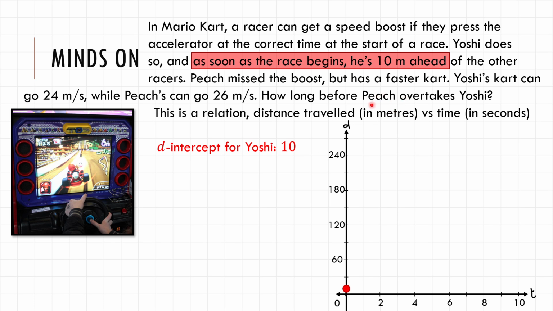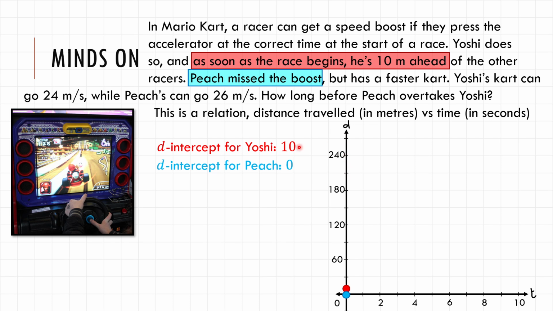Now what about Peach? Well, Peach has a d-intercept as well. When the time is 0, how far has Peach traveled? Well, we know that she missed the boost. So whereas Yoshi got 10 extra meters out of that boost, Peach got none. So in 0 seconds, Peach has traveled 0 meters. And we can put the d-intercept for Peach at 0, 0.